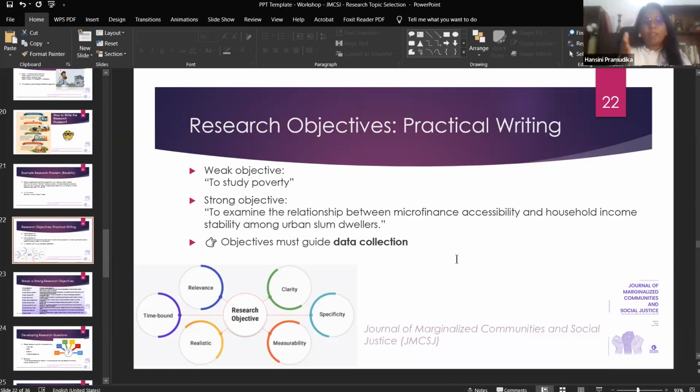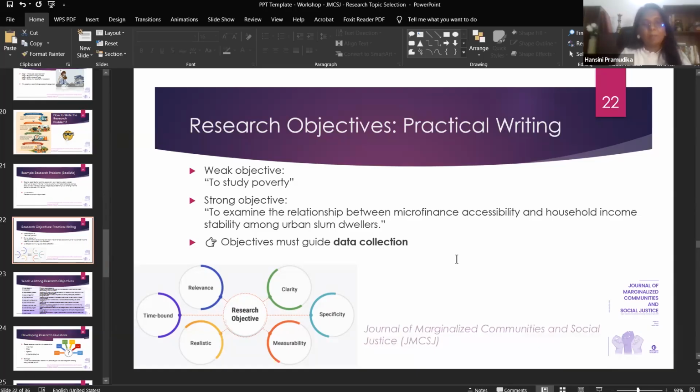So what you should have to do? Very important. If you complete this step carefully, it becomes a green light to your research. Okay. Here, a weak objective: to study poverty. It gives you a sense, but it is not the scientific method. So what is a strong objective?